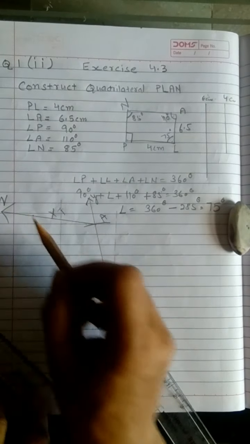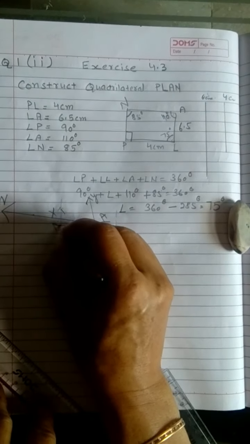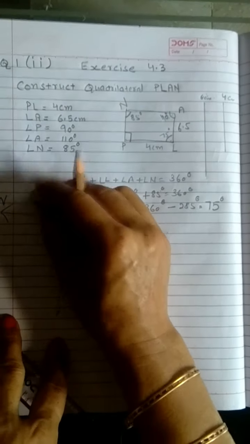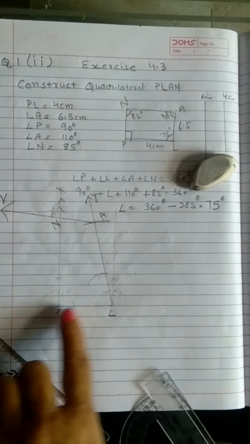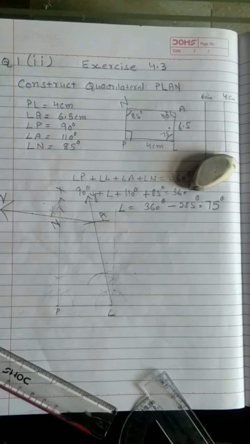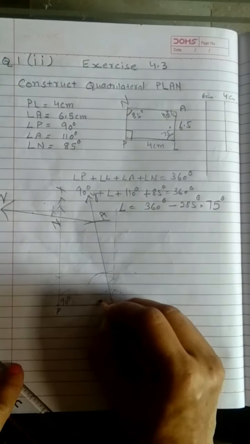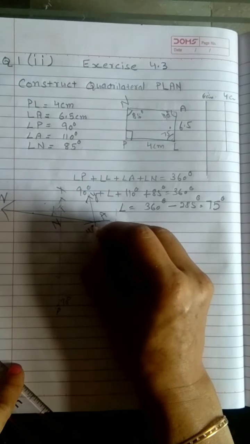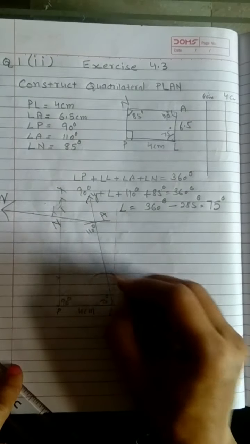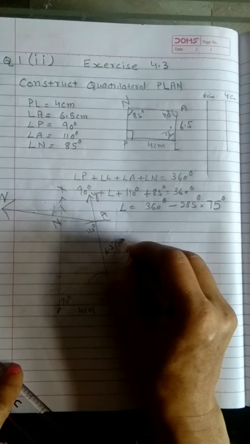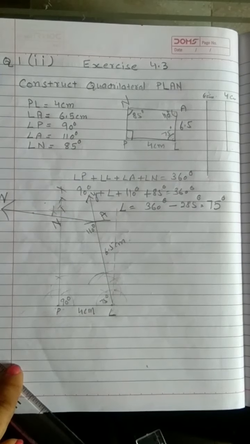Where ray AZ and PX intersect, name that point N. Now PLAN is your required quadrilateral. Angle P was your 90 degree, angle L 75 degree, angle A 110 degree, PL 4 centimeter, LA 6.5 centimeter. This is your required quadrilateral.